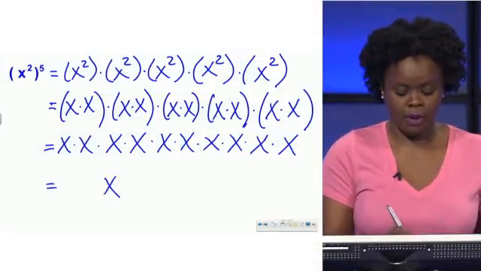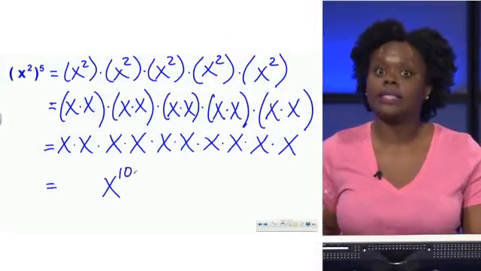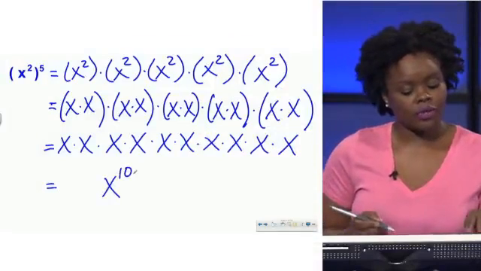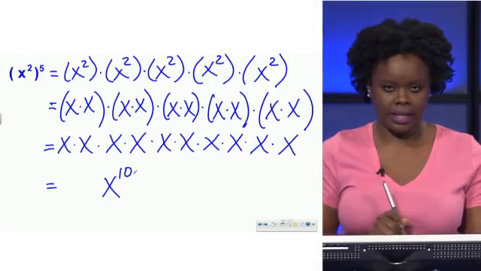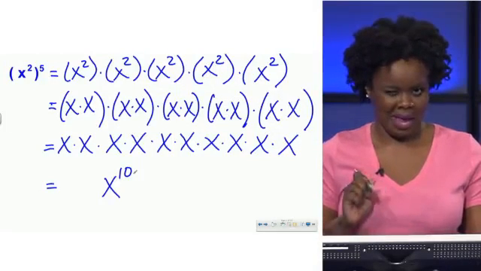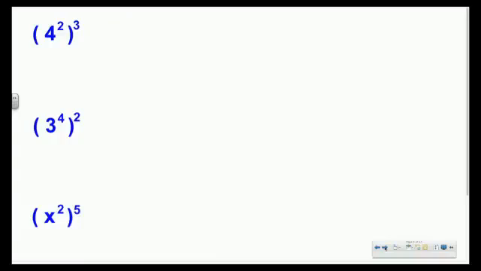So that means you could represent that product as x to the 10th. So x squared raised to the 5th power is the same thing as x to the 10th. Okay? Keep with me. Now let's look at those 3 problems and their answers all together. Once we look at them all together, you may notice the pattern if you haven't already.